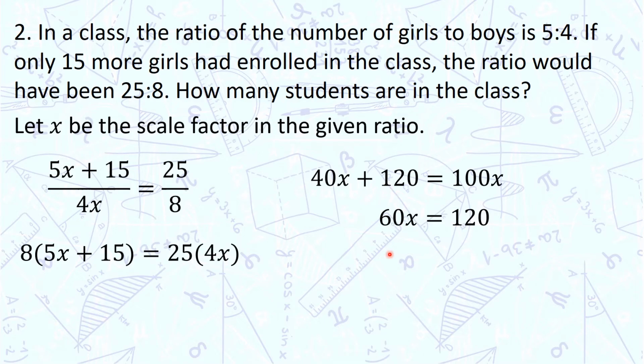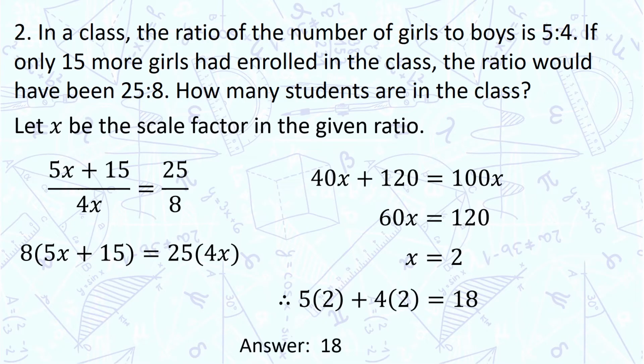Then add -40x to both sides, we will have 60x equals 120. Divide both sides by 60, we get x equals 2. Now, since the scale factor is 2, originally the ratio is 5:4. So we have 5 times 2 plus 4 times 2, that is 10 plus 8. The answer is 18.